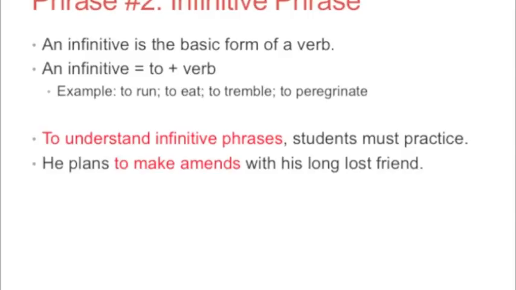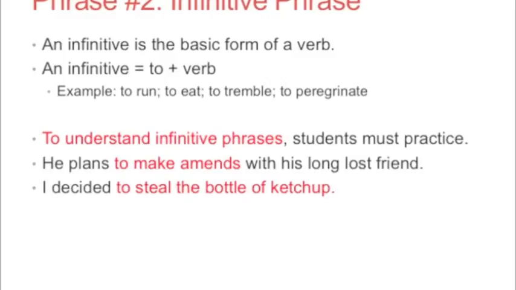Okay, so here's another example of an infinitive phrase. The sentence reads, he plans to make amends with his long-lost friend. All right, so he plans is actually an independent clause, right? He, subject, plans, verb, that's a complete idea. He plans, as silly as it sounds. To make amends is an infinitive phrase. So to make is a verb form, right? And then with his long-lost friend would be a prepositional phrase, but we're focusing on infinitive phrases right now. And lastly, I decided to steal the bottle of ketchup. Okay, so you can see how infinitive phrases work.